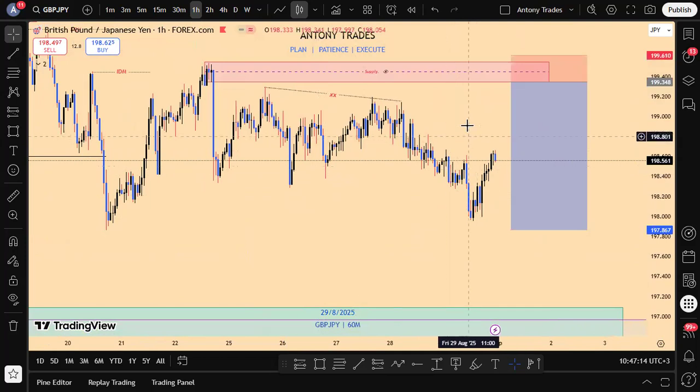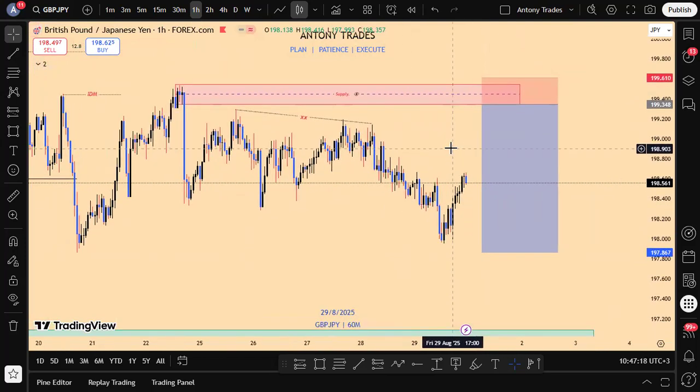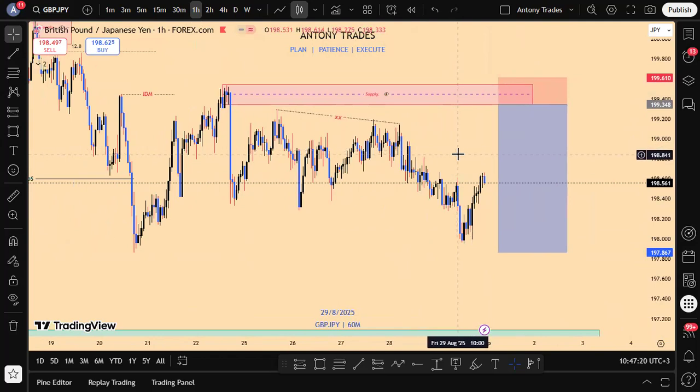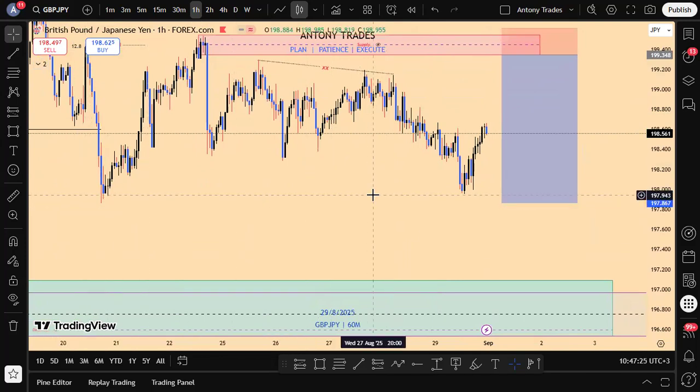So that is a setup that I'm having on GJ. I don't know how you think about this setup. Maybe you can leave a comment on the comment section. So that is one scenario that I'm having.